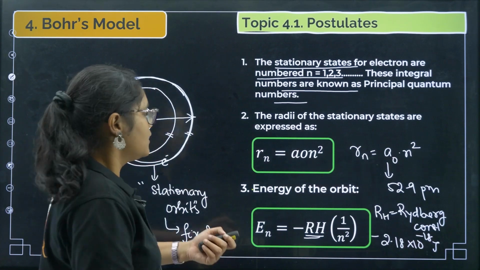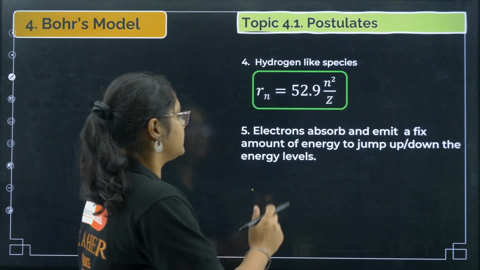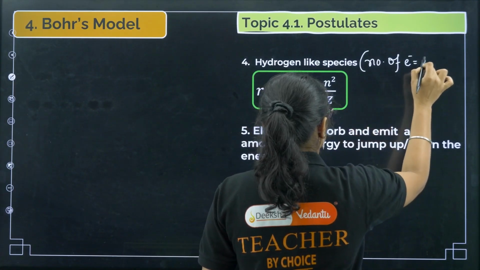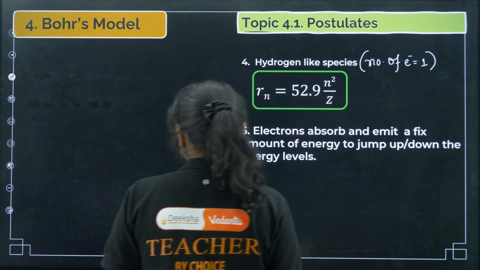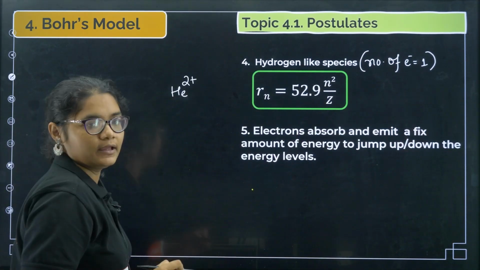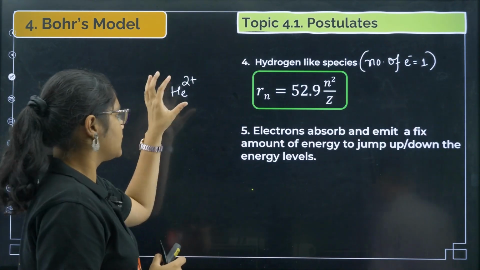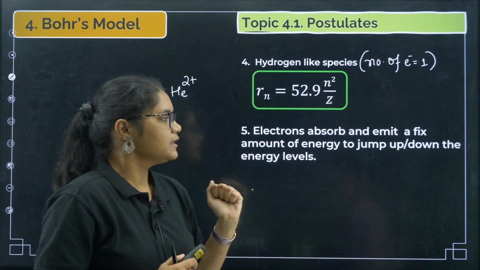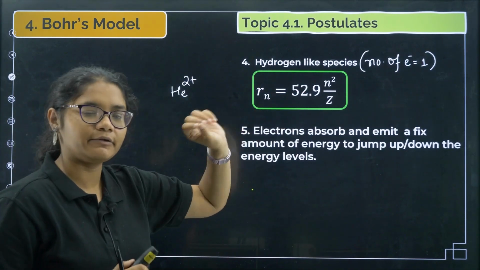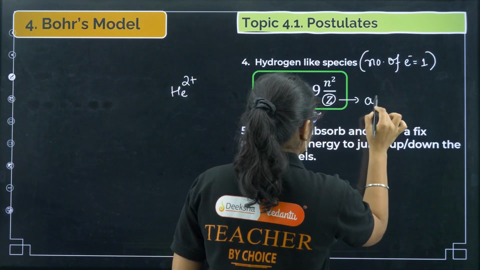Clear? Fine. Next is if it is a hydrogen like species. Now what is the meaning of hydrogen like species? The number of electrons should be 1. For example, if you have helium 2 plus, in that case helium 2 plus will have only 1 electron, so that is a hydrogen like atom. If any hydrogen like atoms are present, then we can use the same formula but with a little modification. So we need to introduce this Z term, where Z is your atomic number.